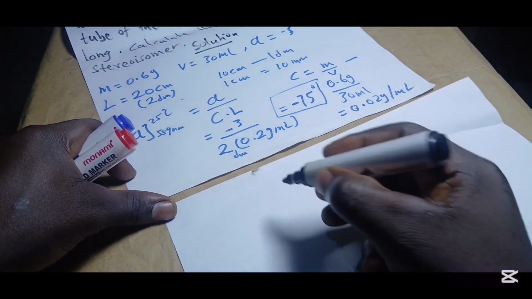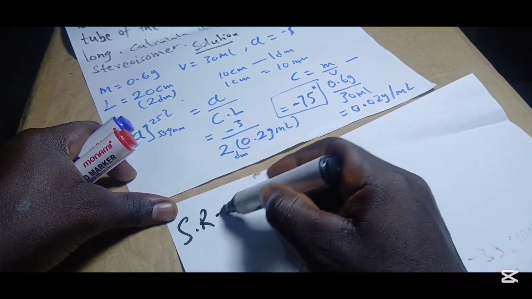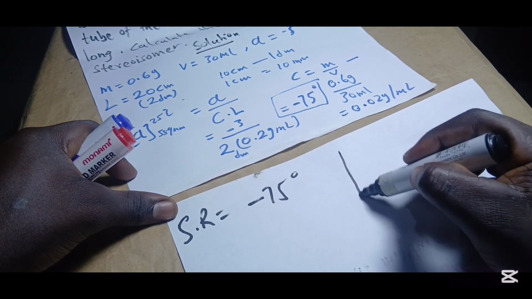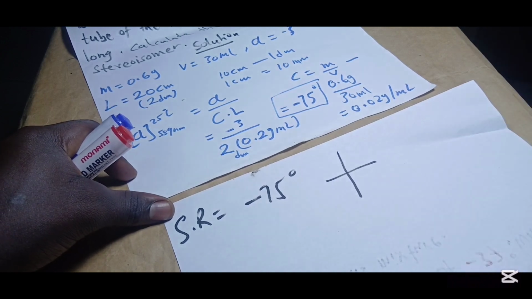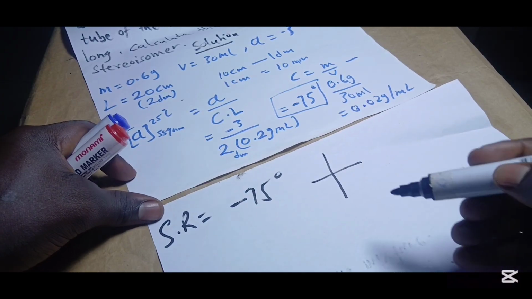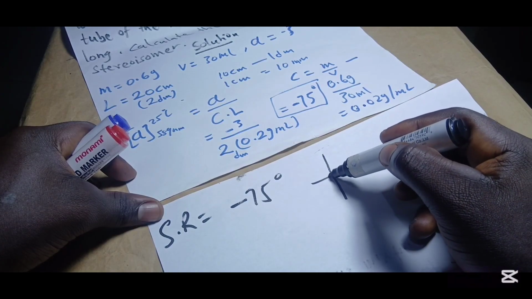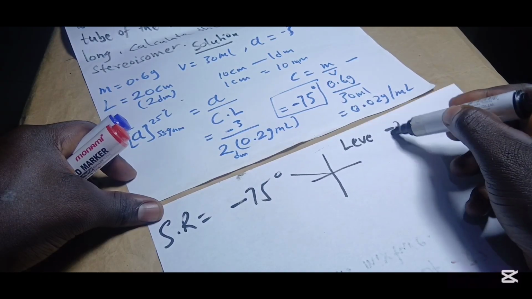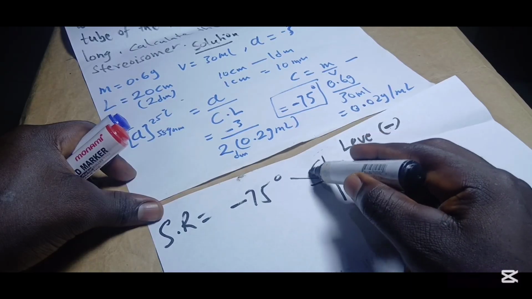And what does minus 75 degrees specific rotation mean? What is it telling us? It means that the polarized beam of light passed through the solution and it turned to the left by 75 degrees. The left direction is indicated by negative. So it turned to the left at an angle of 75 degrees.